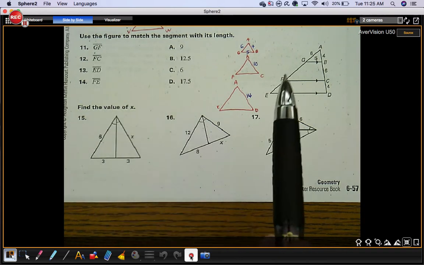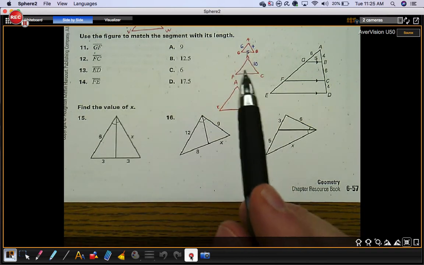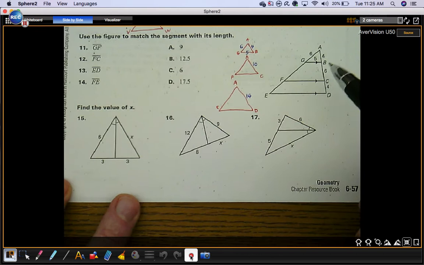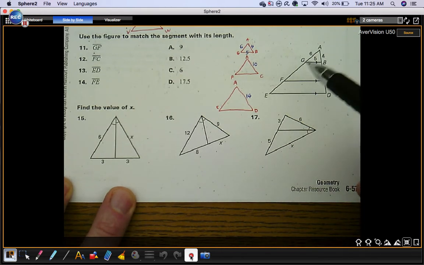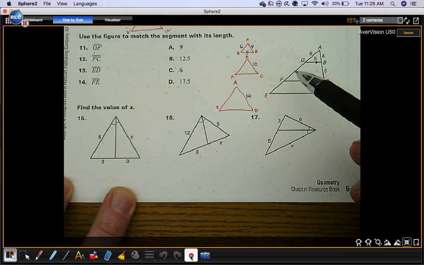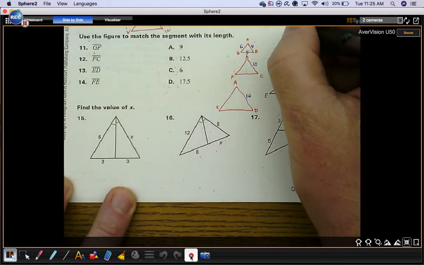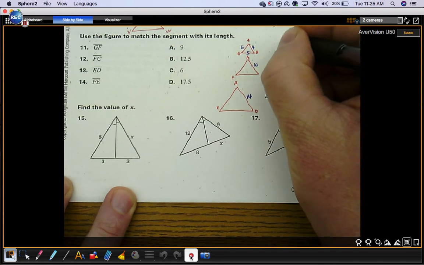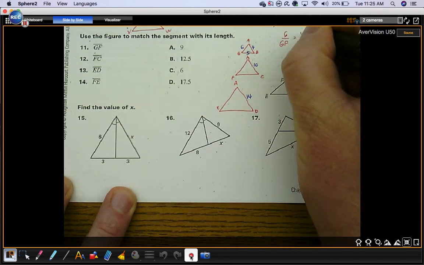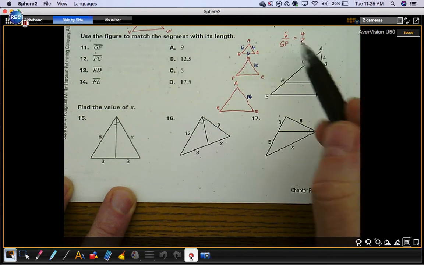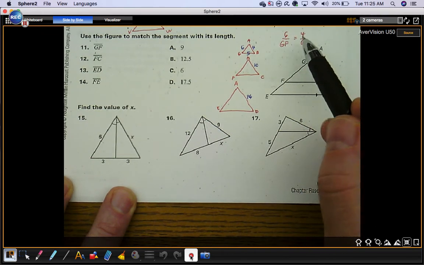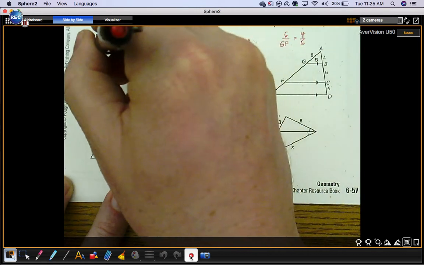How far is it from G to F? Well, you can use the separated triangles, but you don't need to. You can use your triangle proportionality theorem. You want this distance. 6 to this distance equals 4 to 6. And you would cross multiply here. 6 times 6 is 36. 36 divided by 4 is 9.